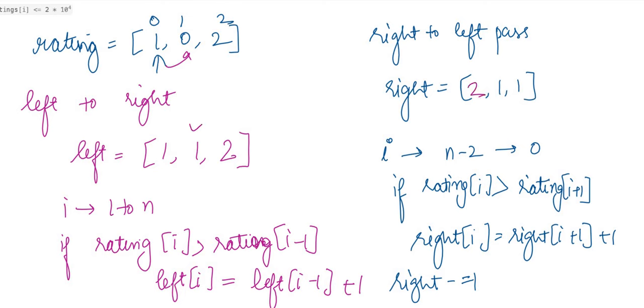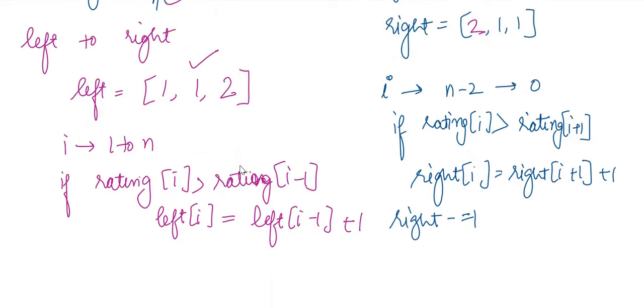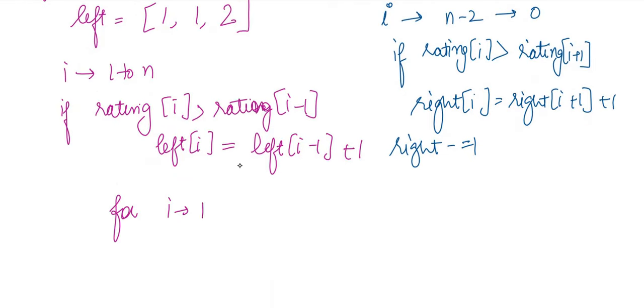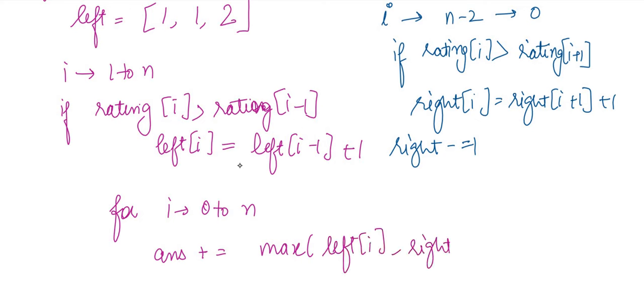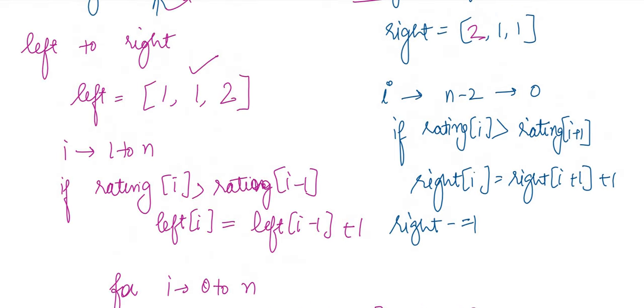Got it? So this is your left. Right to left neighbors you have checked, and this you have checked all the right neighbors. Now you will simply calculate the sum of max of these two. So what we will do is, for I value 0 to n, what will be the answer? Answer will be sum of max of left of I comma right of I value. So go to these two indexes.